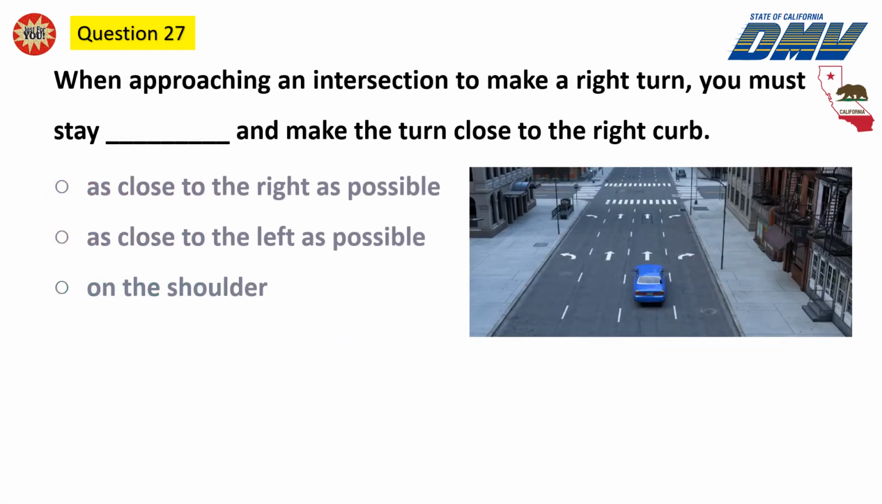Question 27. When approaching an intersection to make a right turn, you must stay as close to the right as possible, as close to the left as possible, on the shoulder, and make the turn close to the right curb.